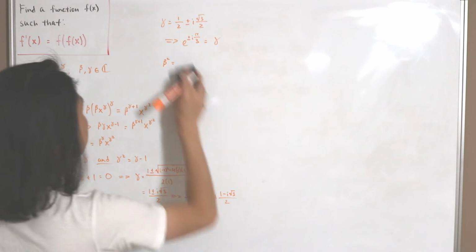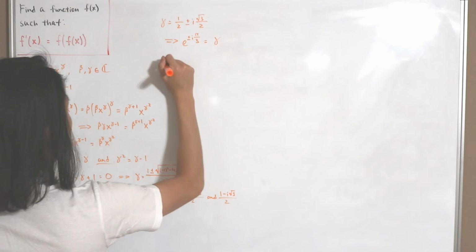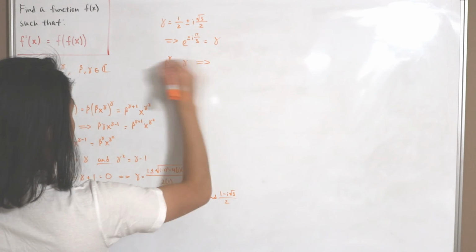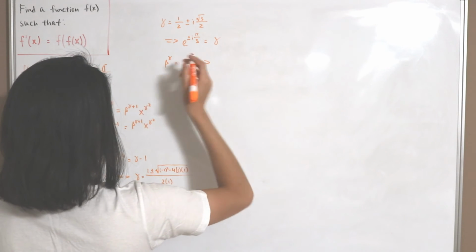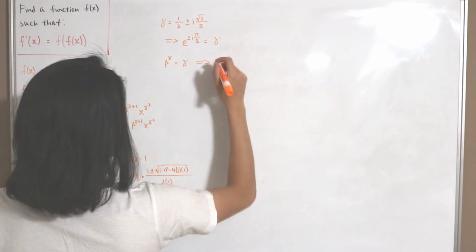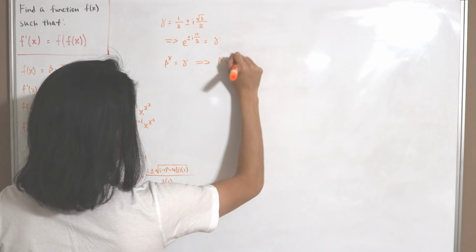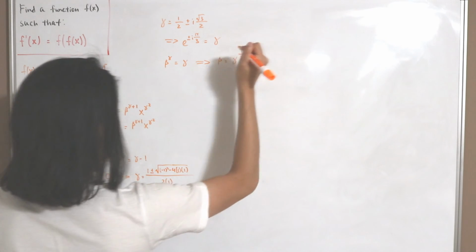And now the last thing is we have beta to the gamma, that's supposed to be beta to the gamma. Oops. We have that beta to the gamma is equal to gamma. What I'll do is I'll just take the gamma root. So we'll have beta is equal to gamma to the power 1 over gamma.